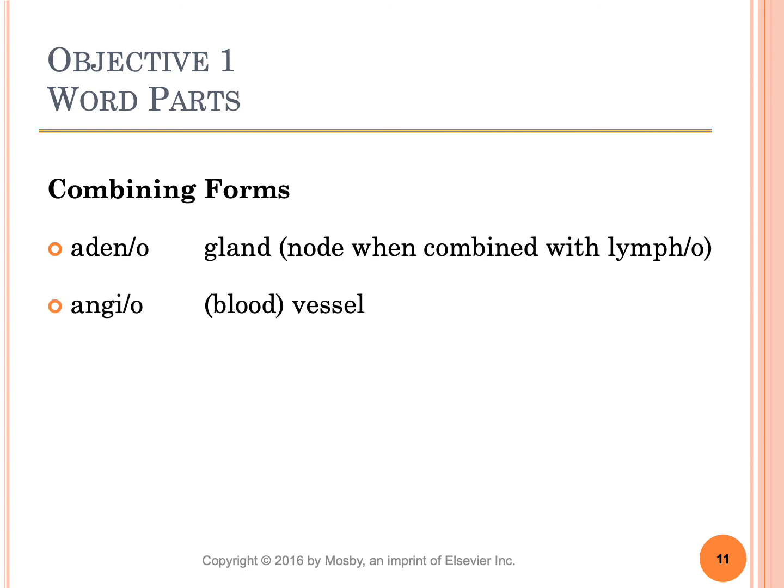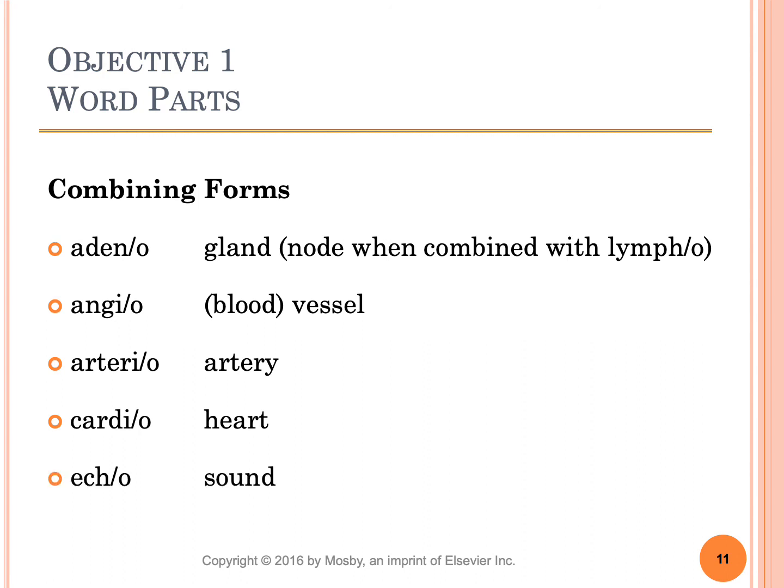Now, angio is the combining form for blood vessel. And arterio specifically refers to artery, whereas angio refers to any vessel. And then cardio is the term that refers to heart. Lastly, on this slide, the term echo is the term that we use to represent the word sound.